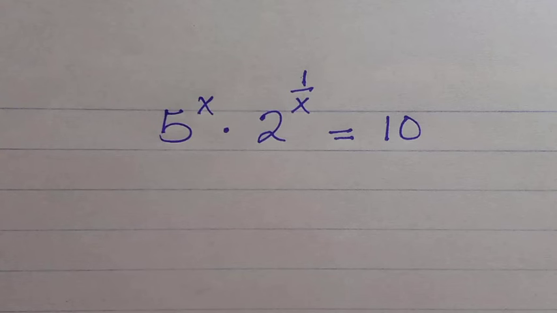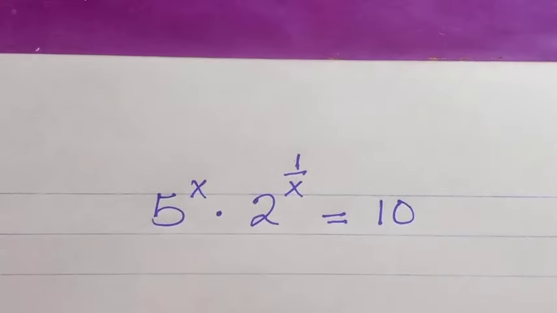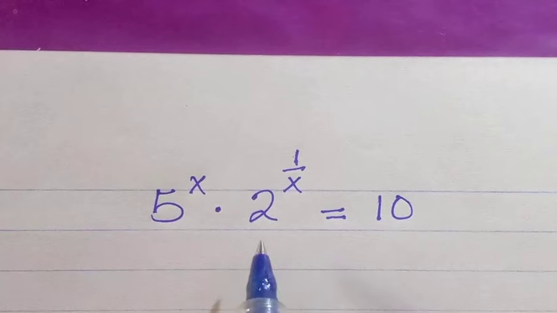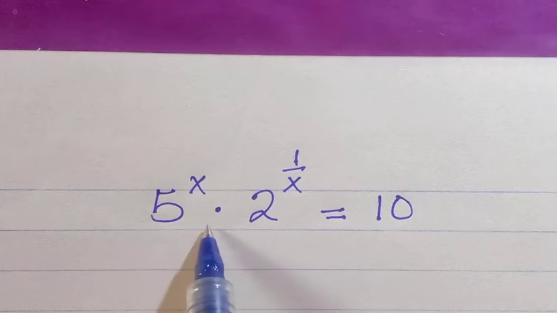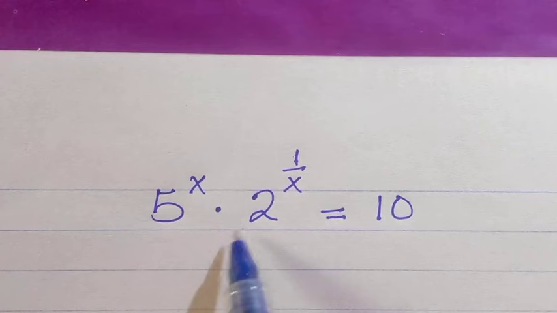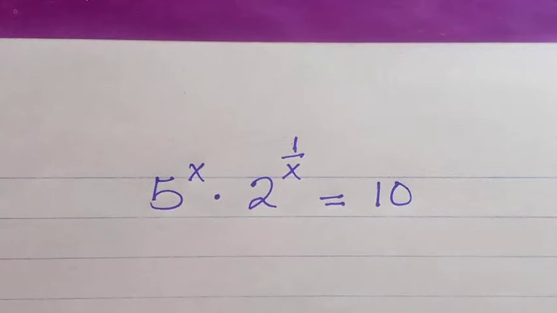5 to the power of x dot 2 to the power of 1 over x equals 10. To find all the solutions to this problem, suppose by inspection, if you plug in x equals 1, we get a solution. But that is not the only solution. We still have another solution that satisfies this problem. So let's get into it.